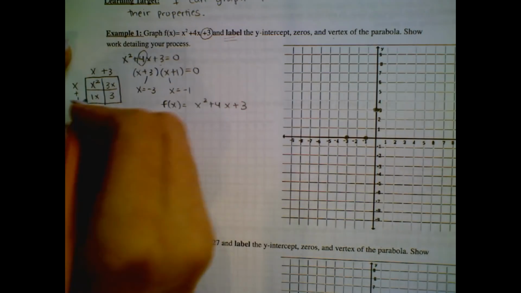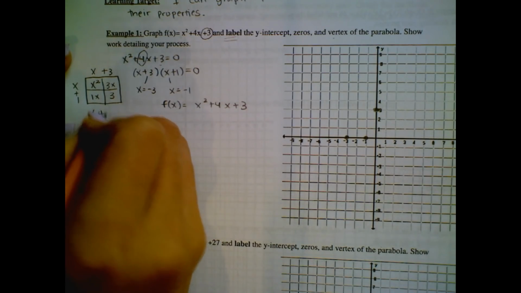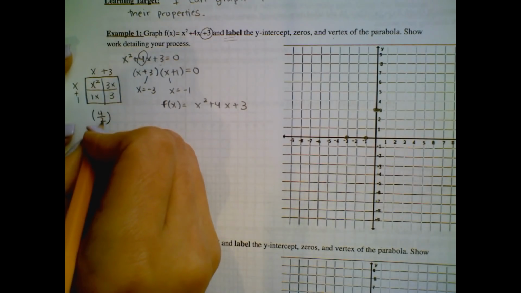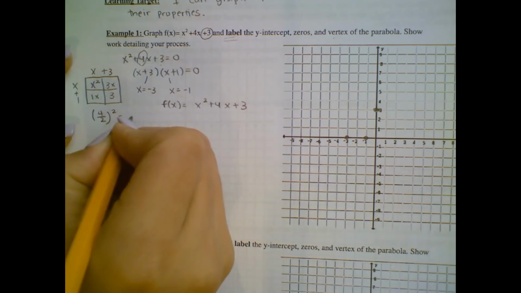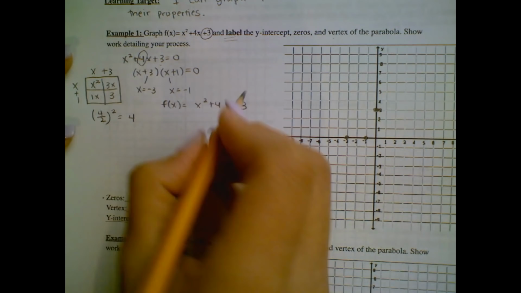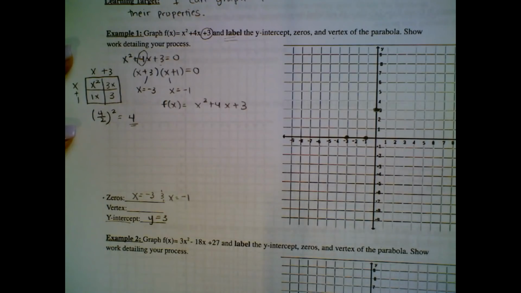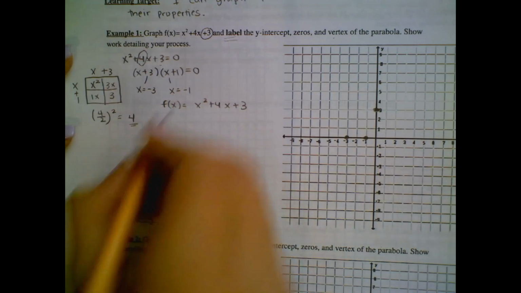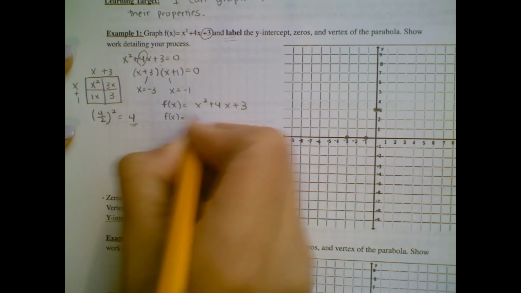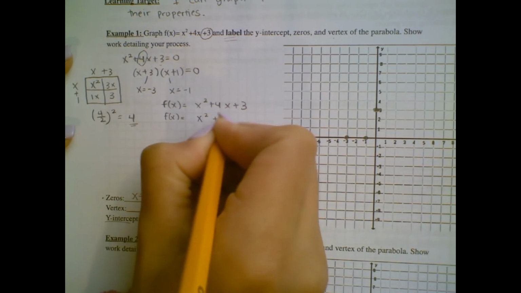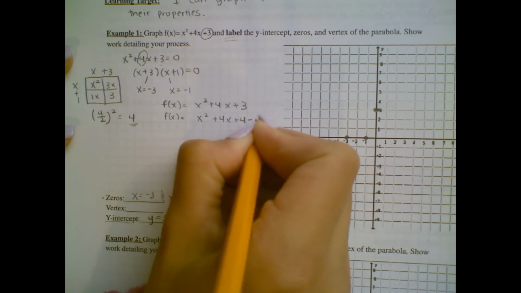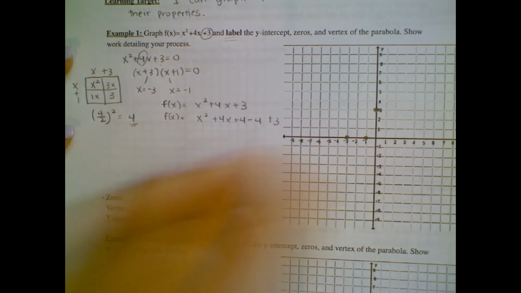So let me do that on the side. Half of b, my b term is 4. Half of b is 2, and then squaring it, 2 times 2 is 4. So the number that I'm going to be adding and subtracting is 4. And that's step 3 in my vertex form steps. And then plus 3 has to come down as well.